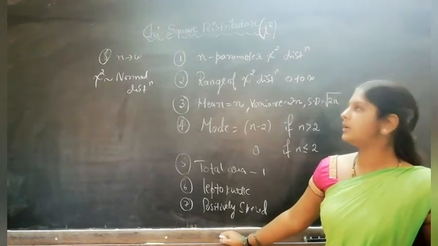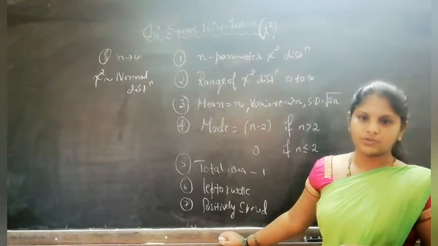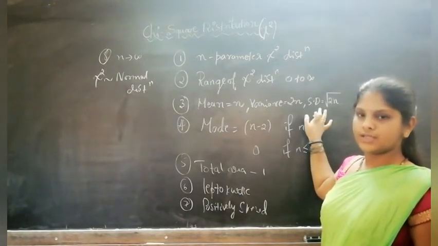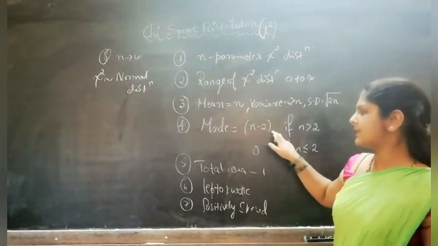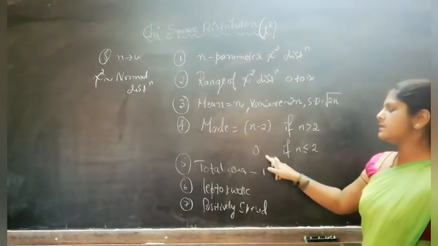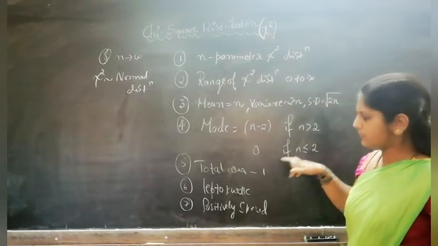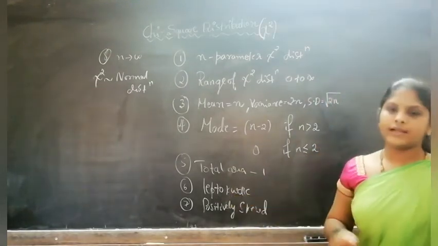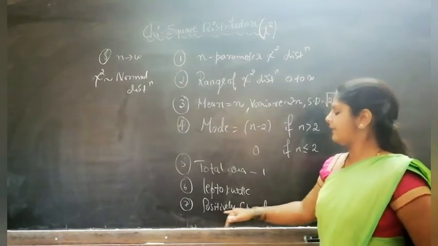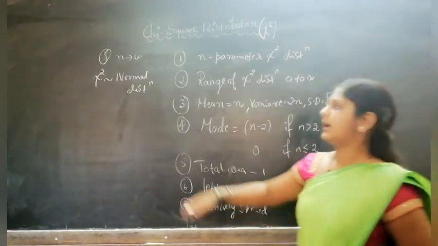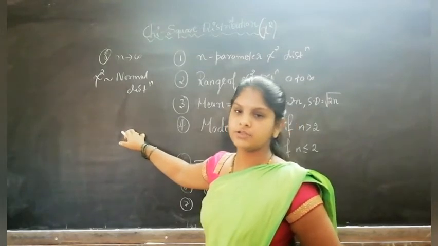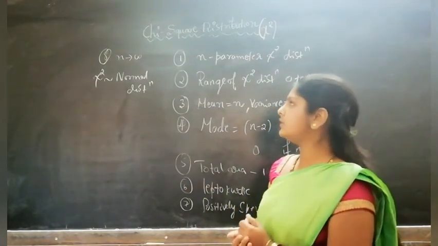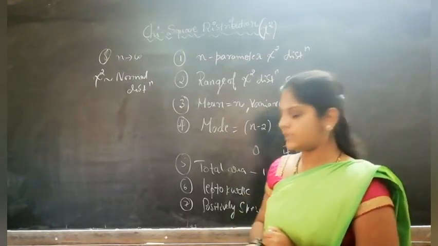The parameter is n, range is 0 to infinity, mean is n, variance is 2n, and standard deviation is square root of 2n. Mode is n minus 2 if n is greater than 2, and 0 if n is less than or equal to 2. Total area under the chi-square curve is 1, and the chi-square distribution is leptokurtic and positively skewed. When n is very large, chi-square distribution tends to normal distribution. Okay, this is about the features of chi-square distribution.